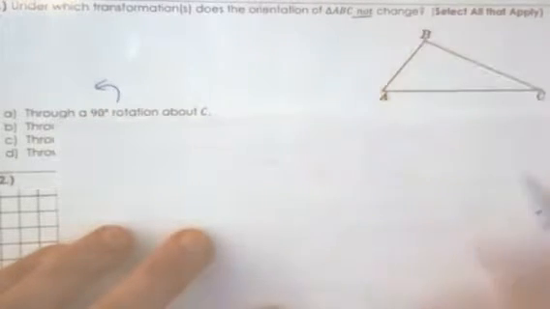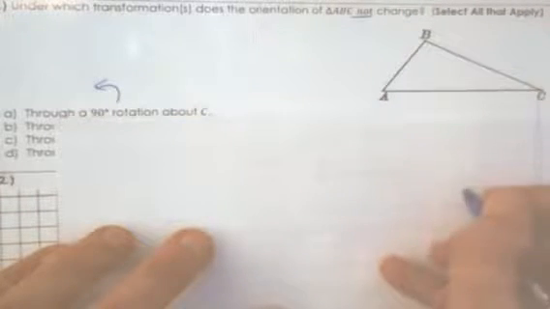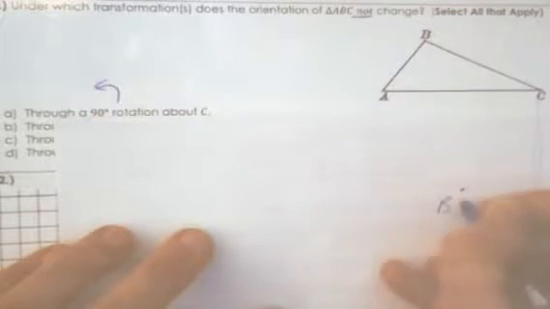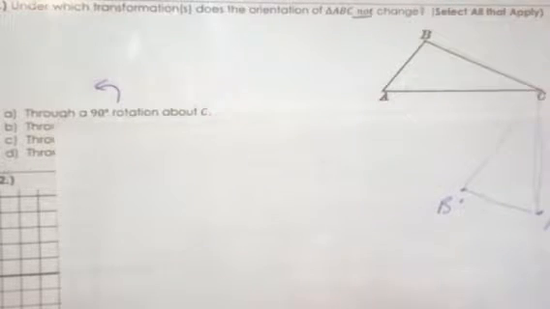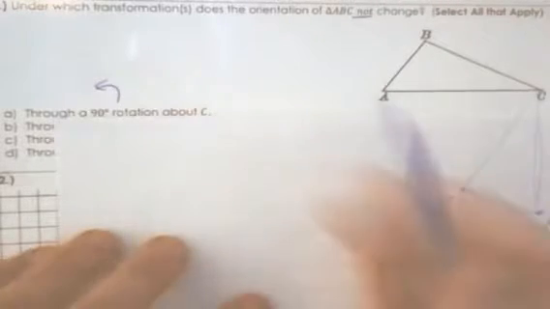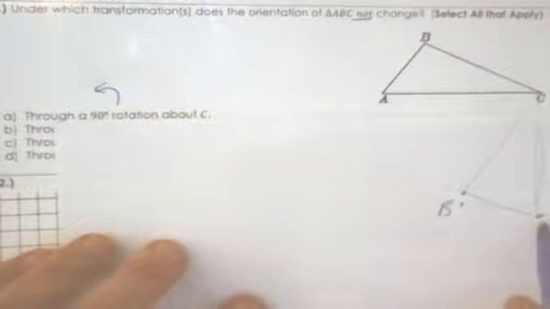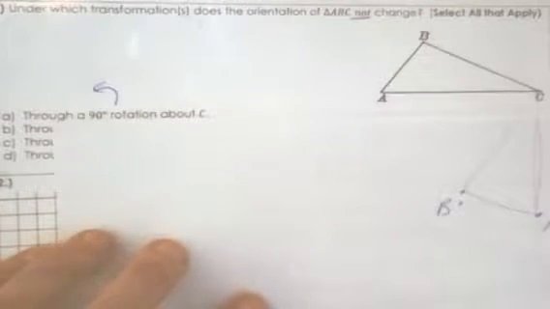And then A is coming down. And then B is coming down. Let's see, what would that look like? So there's that. And then so B would be kind of like here. B prime and C. So did orientation change or did it stay the same? Well, let's count clockwise from A. A, B, C. Clockwise from A, B, C. Orientation stayed the same. It did not change.